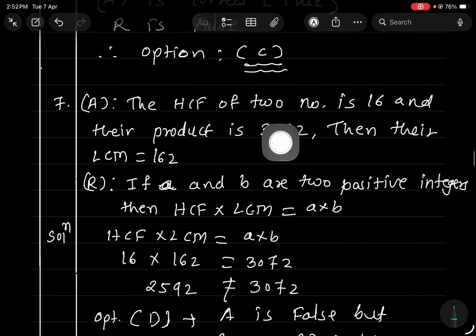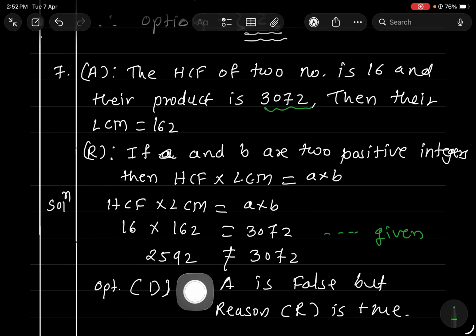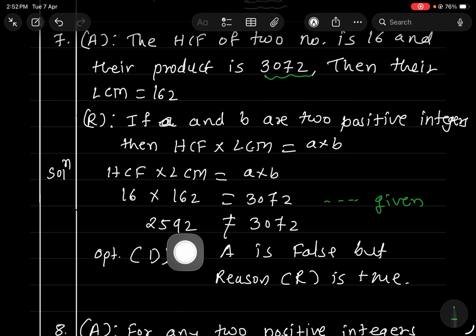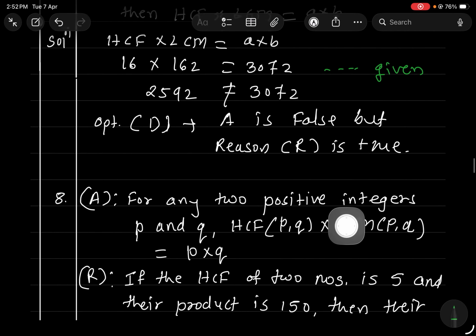Then in 7: the HCF of two numbers is 16 and their product is 3072, then their LCM is 162. If A and B are two positive integers, then HCF into LCM is equal to A into B. We know that this R is correct. Then solve this: HCF into LCM equal to A into B. 16 into 162, and if you do this multiplication, it is coming 2592, and the product already given is not equal to this, so A is false, but reason R is true.